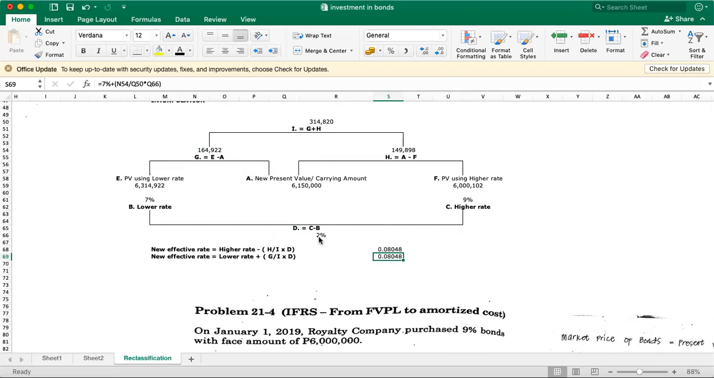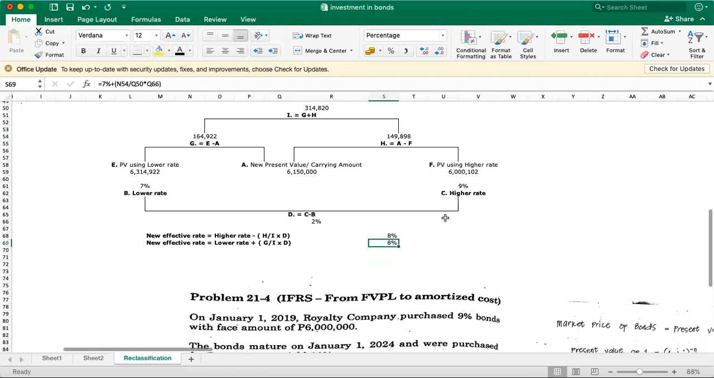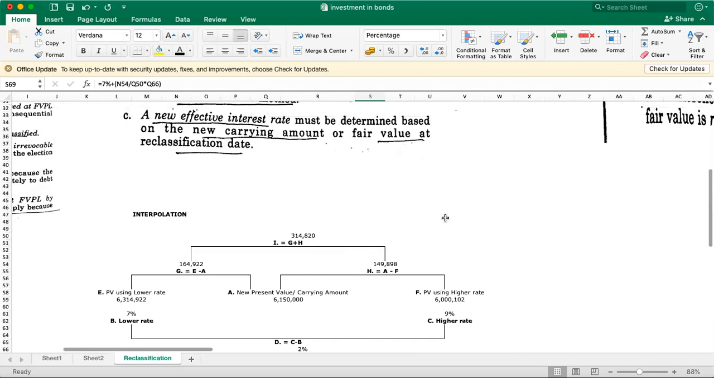So, kung i-round off natin, that's 8%. Diba? Meron lang, actually, that's 8.05% because of the rounding off of decimal places. But you can use the 8%. So, this formula really works in finding the new effective interest rates. Okay. So, that is how we reclassify FVPL to amortized cost.